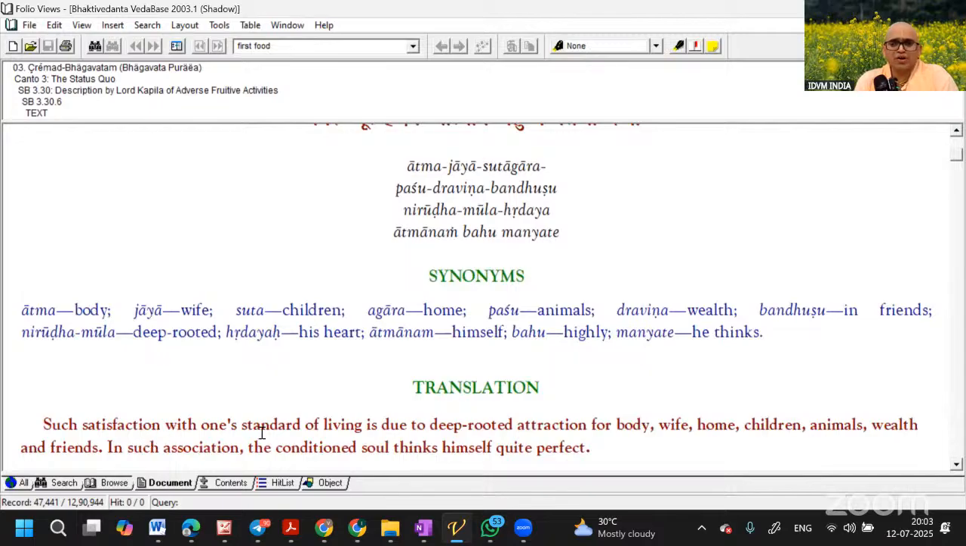Such a satisfaction with one's standard of living is due to deep-rooted attraction for body, wife, home, children, animals, wealth, and friends. In such association, the conditioned soul thinks himself quite perfect. Wow! I have my big house, nice wife, very good children, so many relatives, big property, land. I have so many animals, nice. I am perfect. So these things are the scale of measure for society actually. If a person is to be perfect, he should have this much property and this many children, wife, proper land, relatives, then he is perfect.